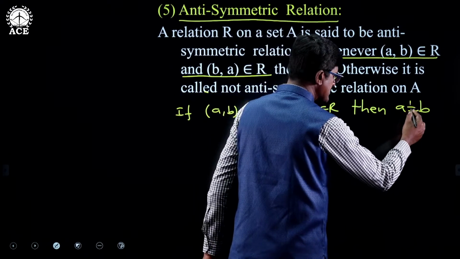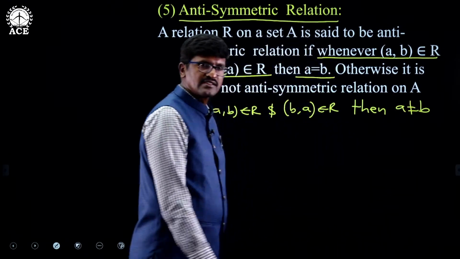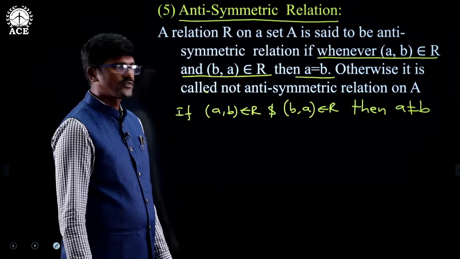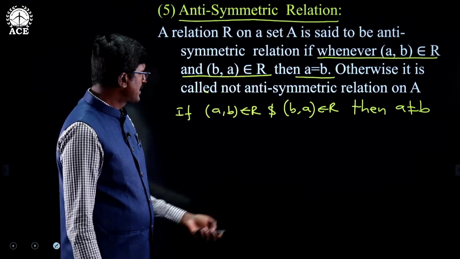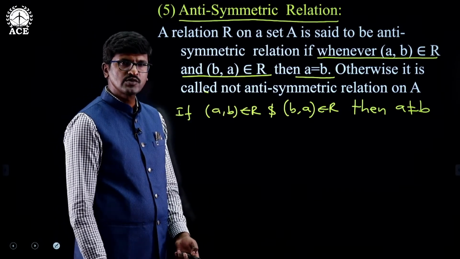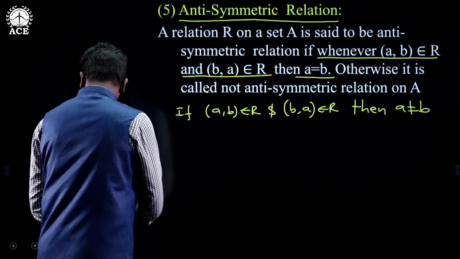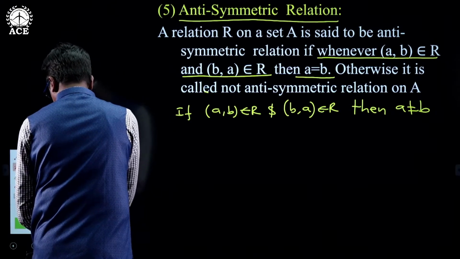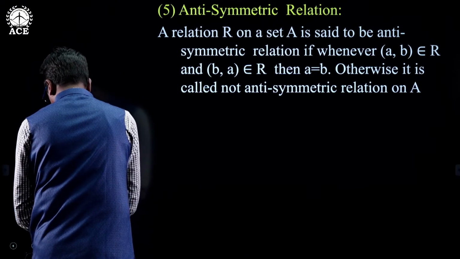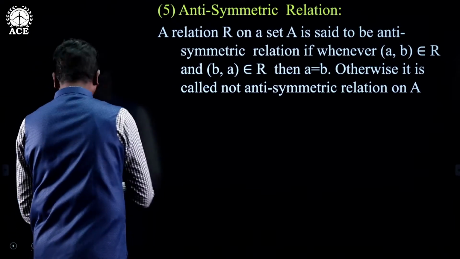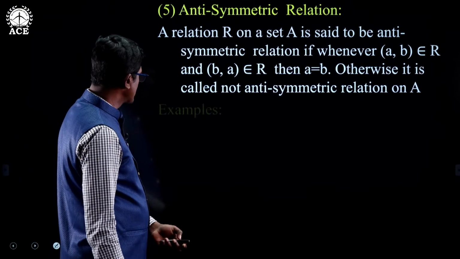Otherwise, that is if A is not equal to B, then it is not an antisymmetric relation. So, whenever (A,B) belongs to R and (B,A) belongs to R, A must be equal to B. Then we say that relation is an antisymmetric relation. Otherwise, it is not an antisymmetric relation.